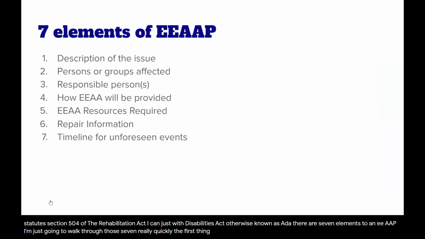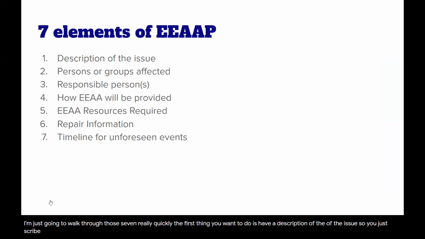The first thing you want to do is have a description of the issue. So you describe specifically what part of the system, software, or process is a known accessibility issue, and what part is not accessible per Section 508 and the CSU ATI standards.